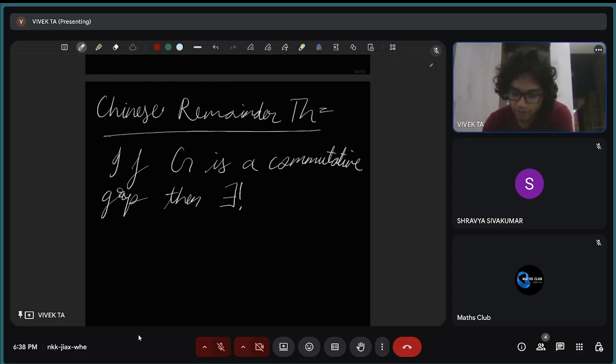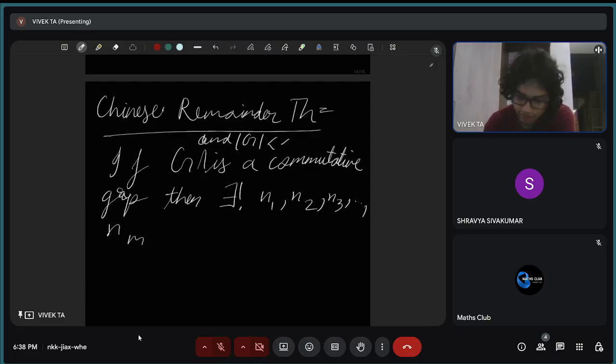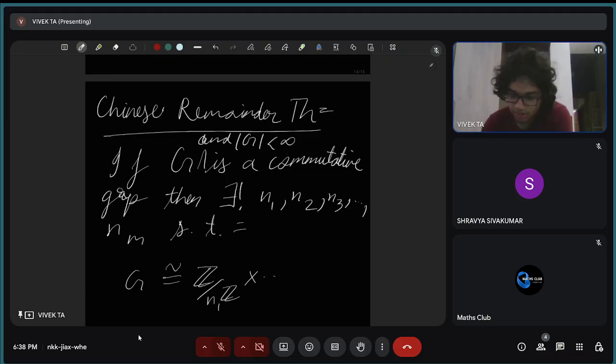Then there exist unique n1, n2, n3, ..., nm, and of course here the order of G is finite, such that G is isomorphic to Z mod n1Z cross ... cross Z mod nmZ. That's all. That's why I said this.